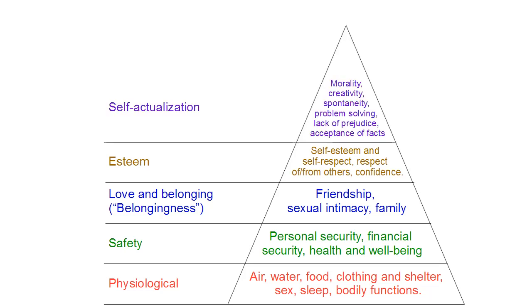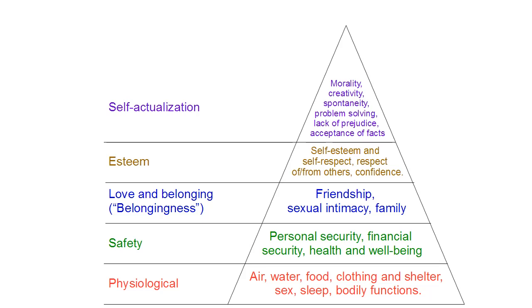And then finally, at the top of the original pyramid, you had self-actualization. That includes things like morality, creativity, spontaneity, problem solving, lack of prejudice, acceptance of the facts. These really are things that, if it came to it, you could probably live without. But it really is the sort of thing that does make life somewhat more harmonious and makes you more confident, more relaxed, etc. That was the original pyramid, the original things that Maslow thought about.